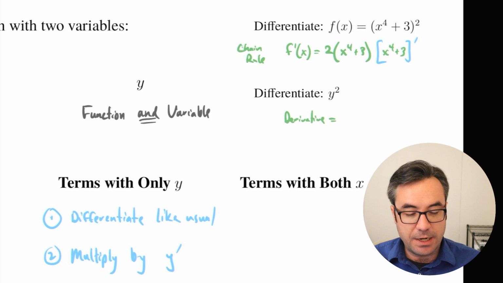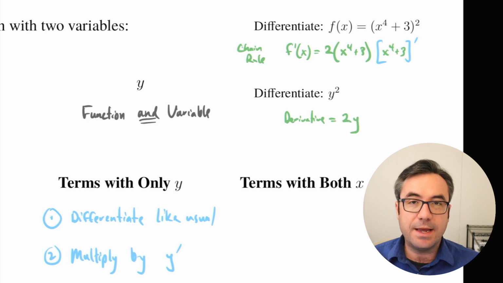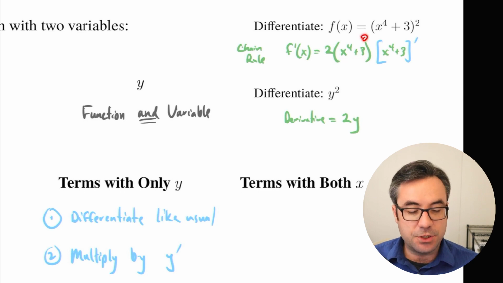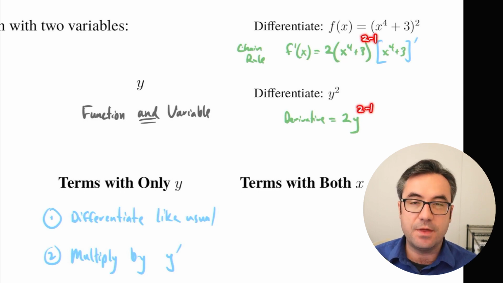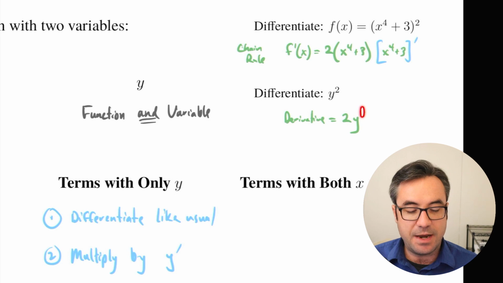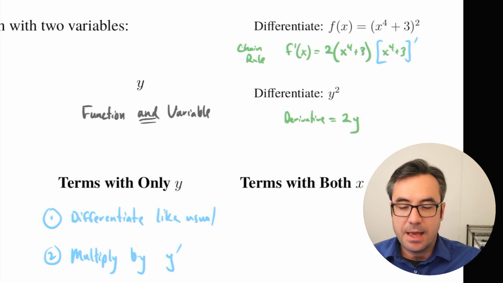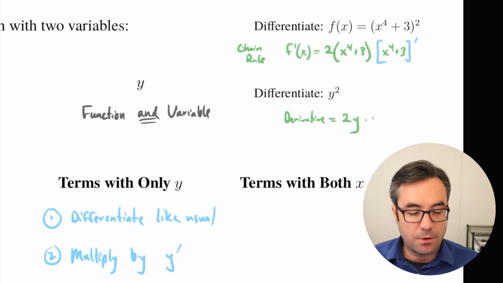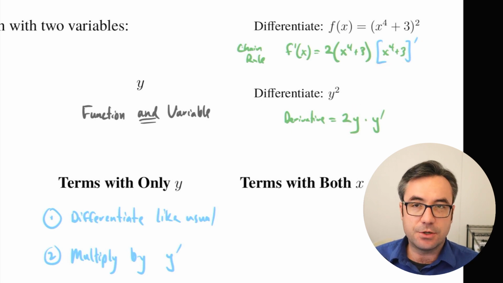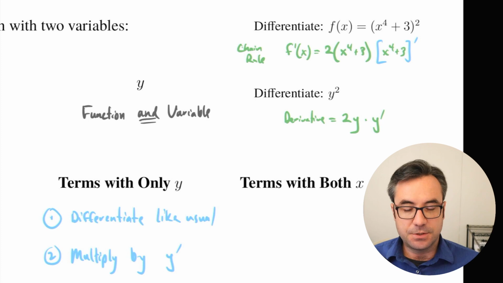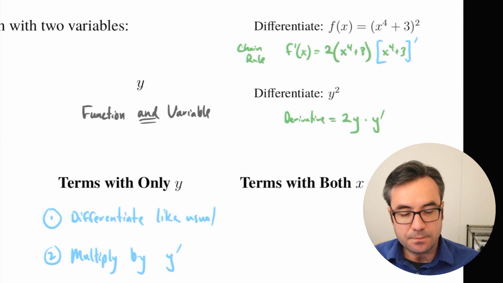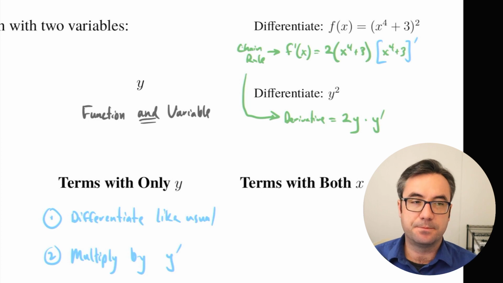So we're going to bring down the 2. We'll keep y exactly the same, just like we did up here. And then also, just like before, we're going to subtract 1 in the exponent. So we'll have that hidden exponent of 1. And then, just like before, we're going to multiply by the derivative of those inner terms. So this is chain rule, and this was chain rule down here.